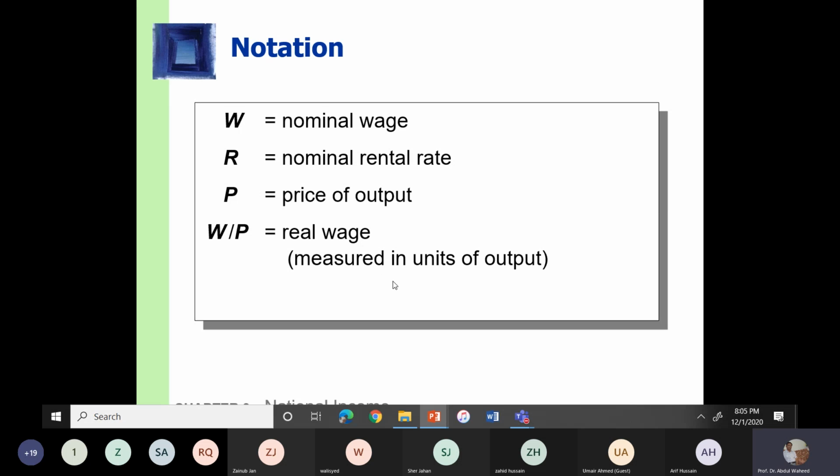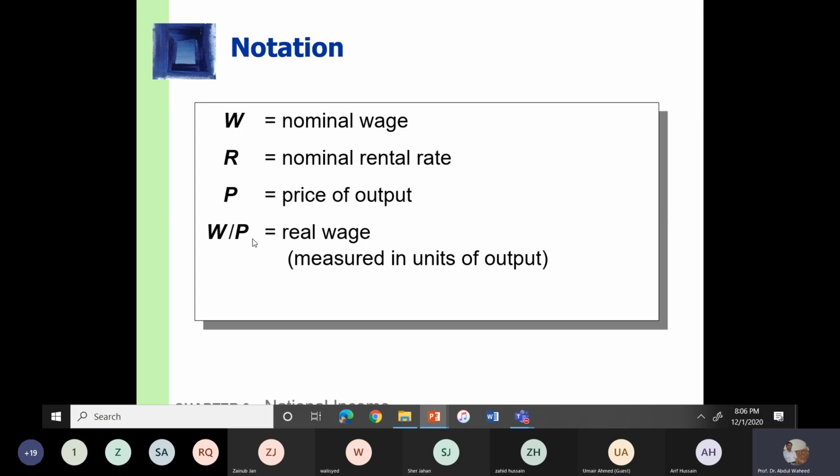And if the inflation rate is 15% and the government also increases salary by 15%, it means there is no change in the real wage and they are getting the same units of output. But if the inflation rate is, suppose, 10% and the government increases nominal wage by 15%, then the employees will get higher units of output. Okay.